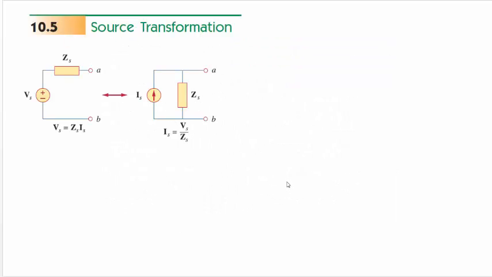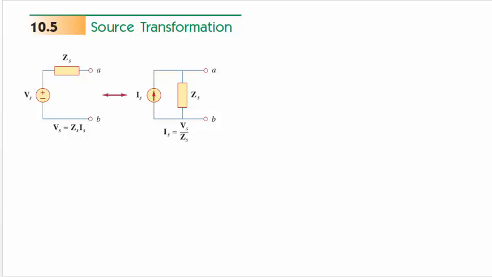Source transformations also apply, only now instead of having a source and a resistance like we had before, we have a source that possibly has a phase relationship to it, and then we maybe have a complex impedance here. Impedance is Z. So these two transform back and forth. I will do an example on this.